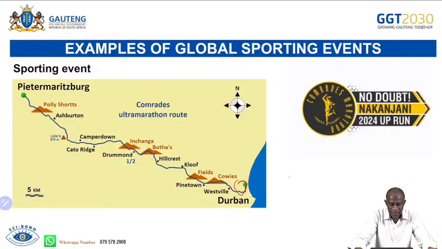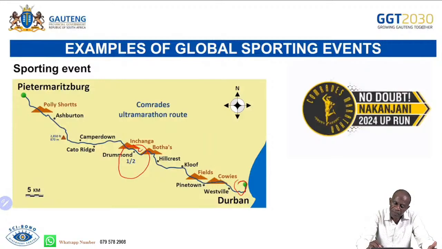the race passes through. So as you can see, this is the halfway mark, and the name of the town is Drummond. So it stretches through to Hillcrest, Kloof, and Pinetown up to Westville, and the final end is Durban. And it goes vice versa annually.